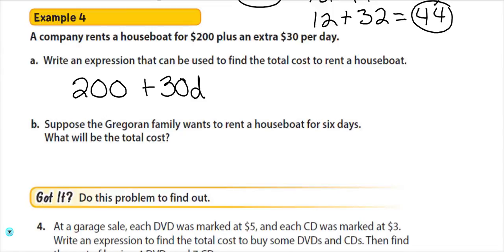Okay, you could also switch it around. You could do 30D plus 200. That would be acceptable as well. All right, part B. Suppose that the Gregorin family wants to rent a houseboat for 6 days. What will be the total cost?